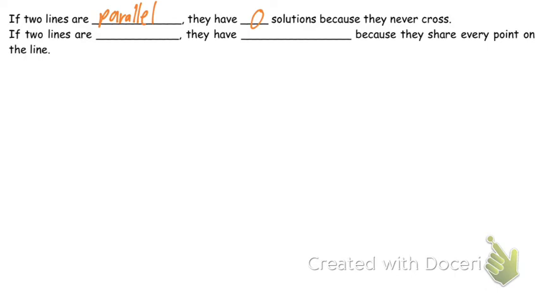But if two lines are coinciding, which means that they're the same what? It means they're the same line. Two lines are the same line, they're coinciding, same thing. They have infinitely many solutions, because they share every point. I can know this because we've done this.